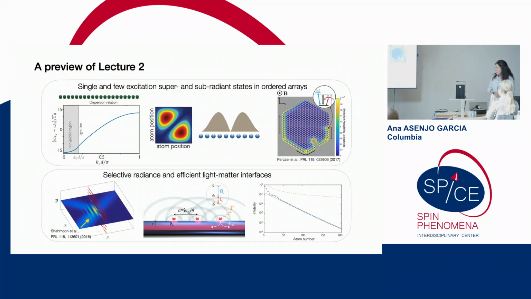And so for lecture two, what we're going to do is look at single and few excitation physics. We'll talk about dispersion relations of excitations in ordered arrays, thinking about single excitations but also two excitations. And then we'll think about applications. So this is the mirror that I discussed before, and I'll talk also about quantum memories and how to improve their efficiency exponentially. So I think with this, I'm done.